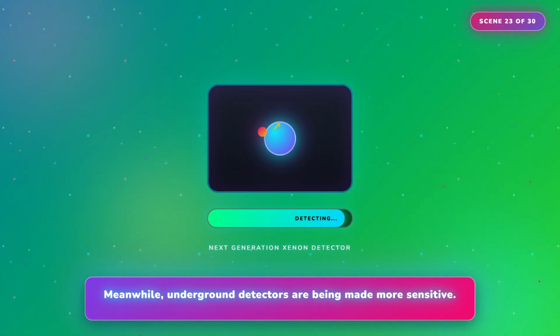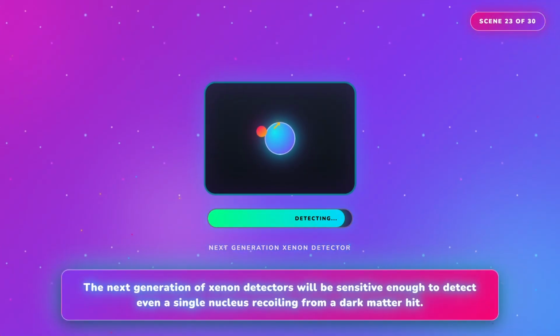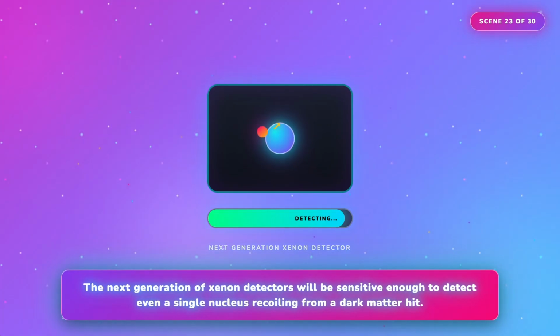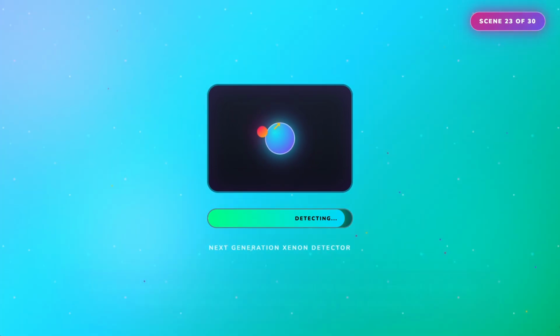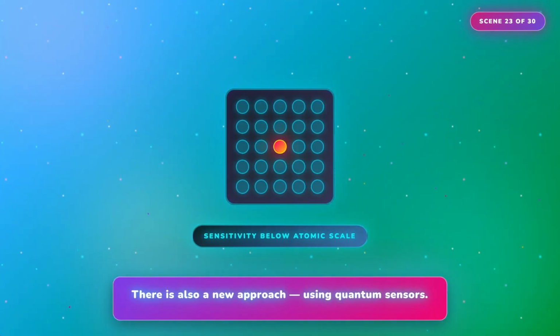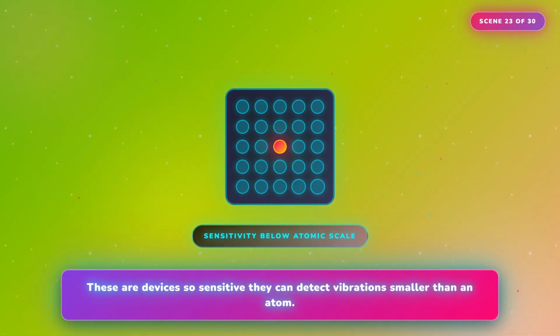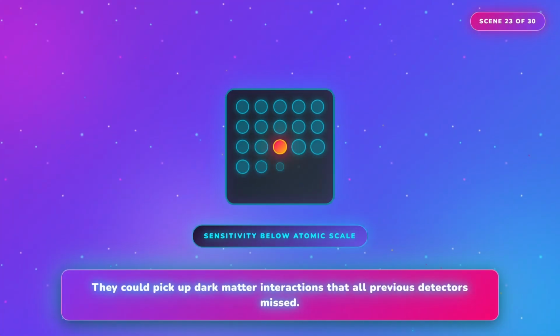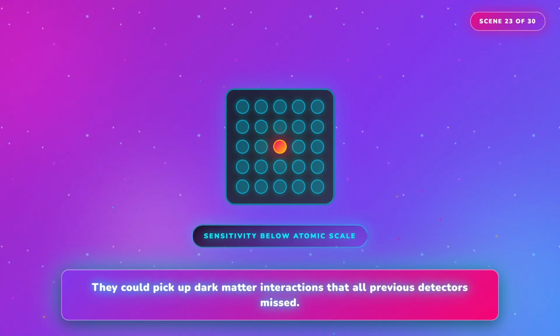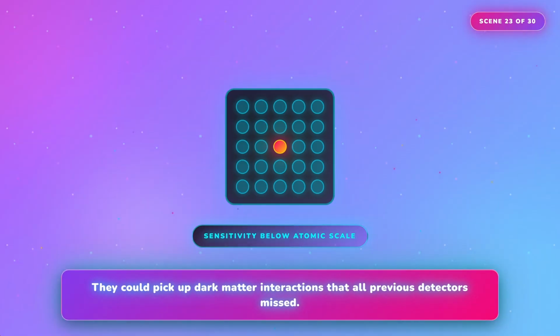Meanwhile, underground detectors are being made more sensitive. The next generation of xenon detectors will be sensitive enough to detect even a single nucleus recoiling from a dark matter hit. There is also a new approach, using quantum sensors. These are devices so sensitive they can detect vibrations smaller than an atom. They could pick up dark matter interactions that all previous detectors missed.